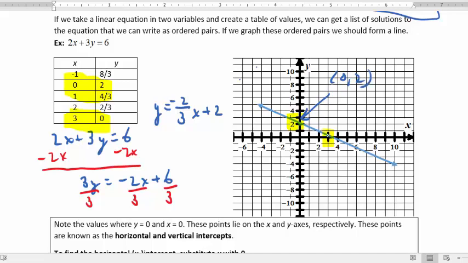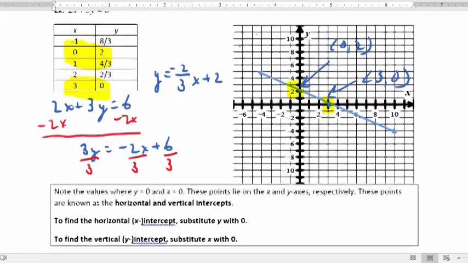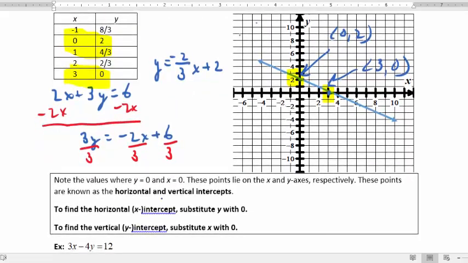0, 2, and 3, 0. Because those points are special points, and those are going to be known as the intercepts. So that point 0, 2 is known as the y-intercept because it's where the line crosses the y-axis. And the point 3, 0 is going to be known as the x-intercept because it's the point where the line crosses the x-axis.